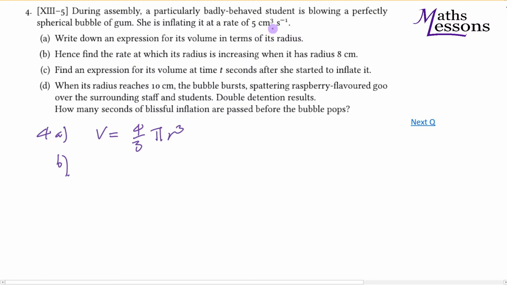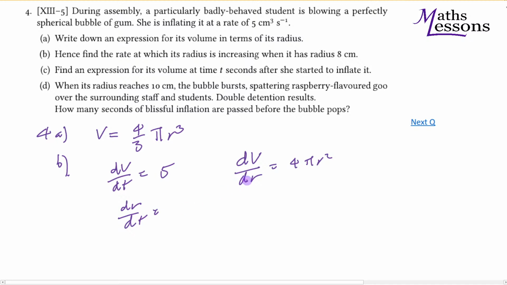Well, we know that the volume is increasing, dV by dt is equal to 5 centimeters cubed per second. But we want to find the rate at which its radius is increasing, dr by dt. So we need a relationship between dV and dr, so we can turn this into dr by dt. So we differentiate this. So we get dV by dr will be equal to 3 times that, which is 4 pi r squared. So dr by dt will equal dV by dt divided by dV by dr.